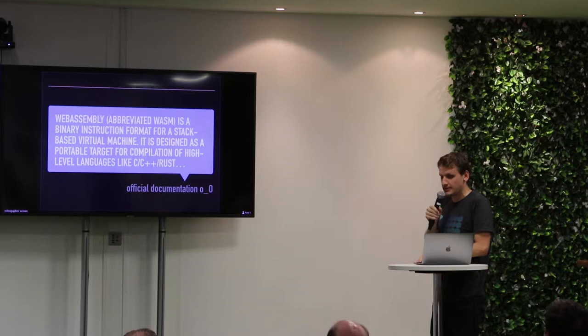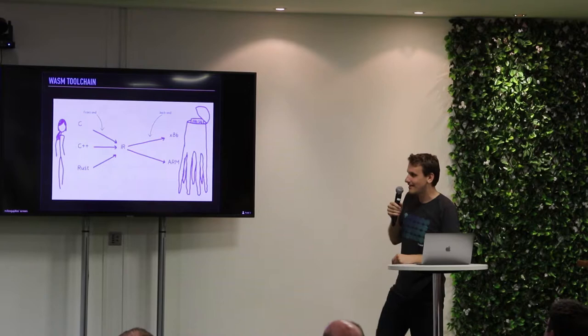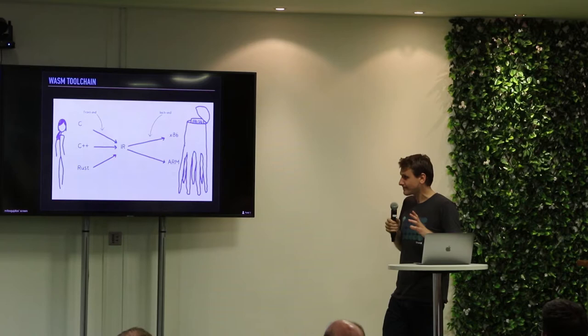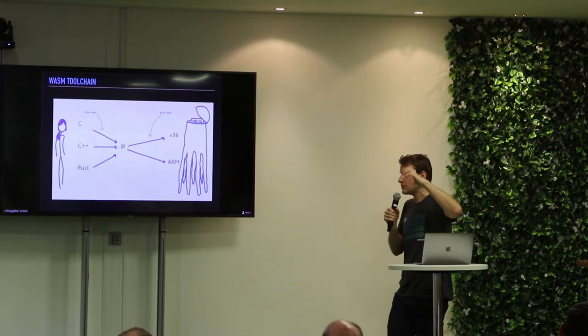So if we look closer at what it looks like, this is again courtesy of Lin. What WebAssembly allows us to do right now is program some application in a statically compiled language and turn it into an intermediary representation, which can then be turned and optimized for machine code, which can then be executed on a machine.